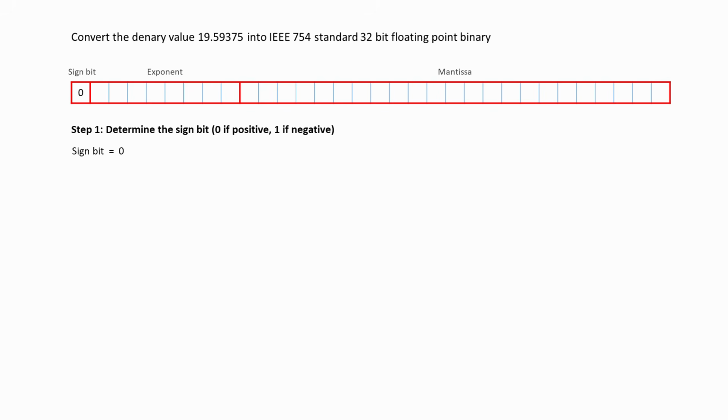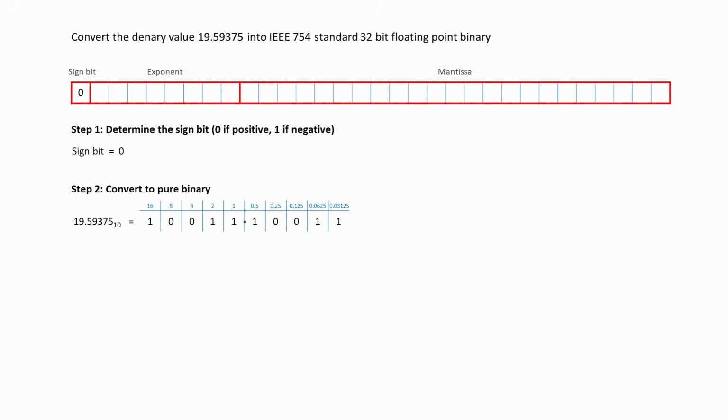The first step is trivial. Determine the sign bit. If the number is positive, the sign bit will be 0. If it's negative, the sign bit will be 1. This is a positive number, so the sign bit is 0. In the second step, convert the denary value into pure binary. In other words, convert it into a fixed point format. At this stage, you can treat negative numbers as if they were positive, because you've already established the sign bit.